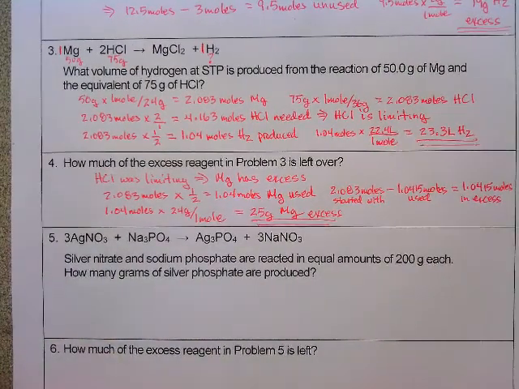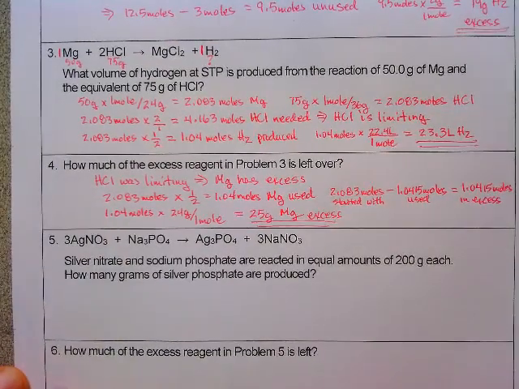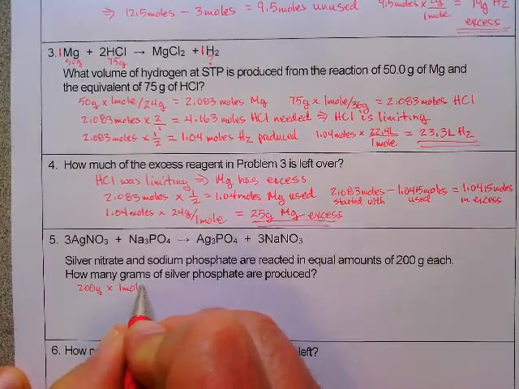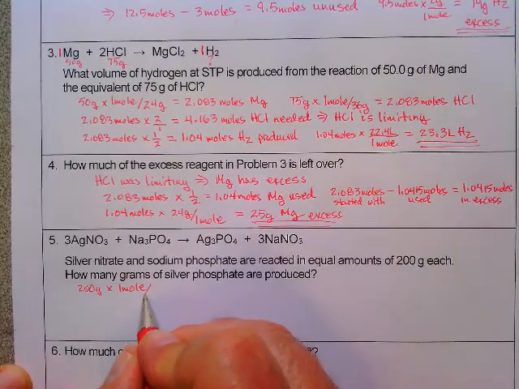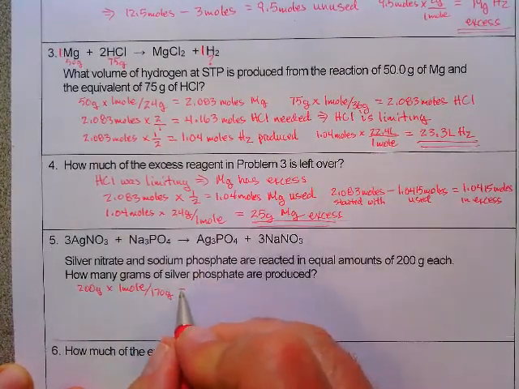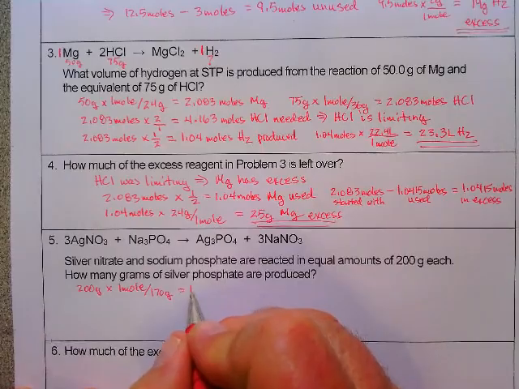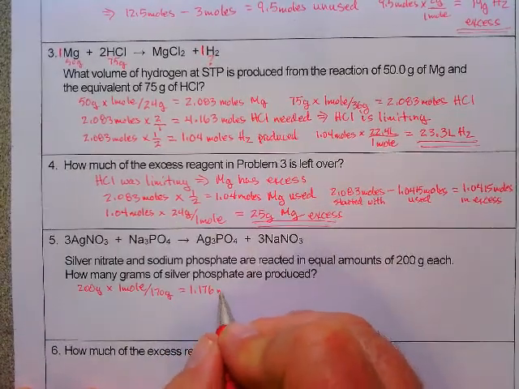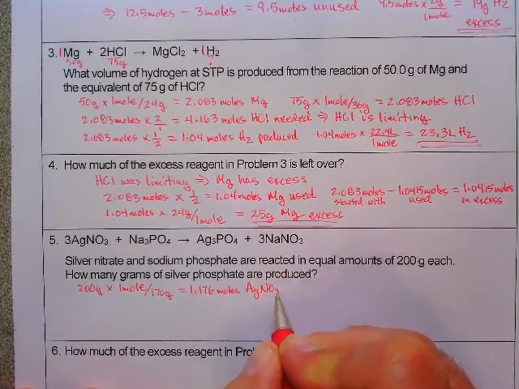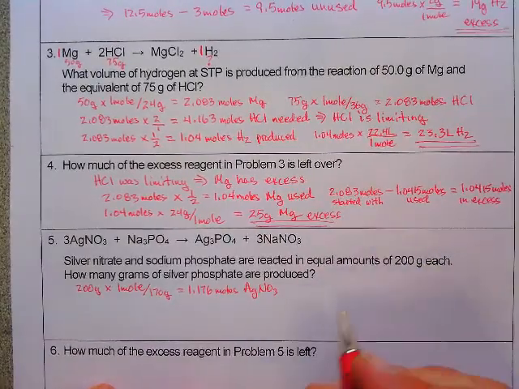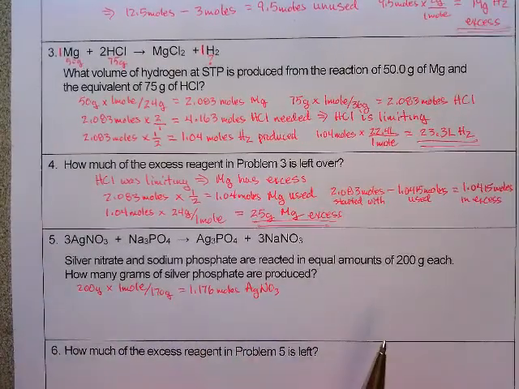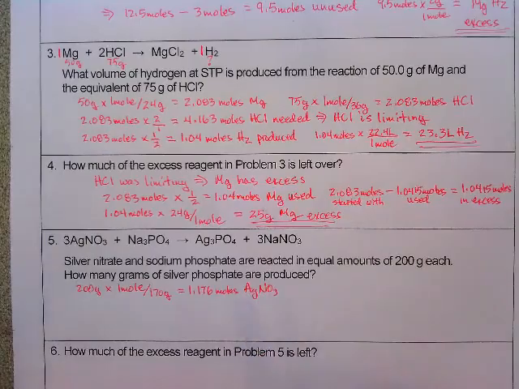to go to moles. So first off, for the silver nitrate, 200 grams, 1 mole over 170 grams, and that's going to give us 1.176 moles of silver nitrate. And I know not everyone likes to do all this labeling, but at least it does keep straight what you're looking at. So here I was doing the silver nitrate.